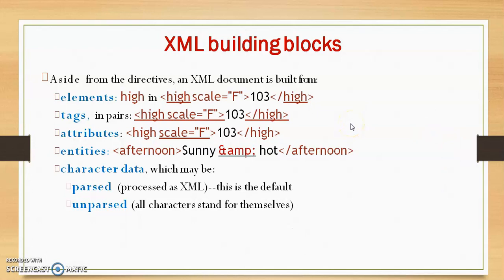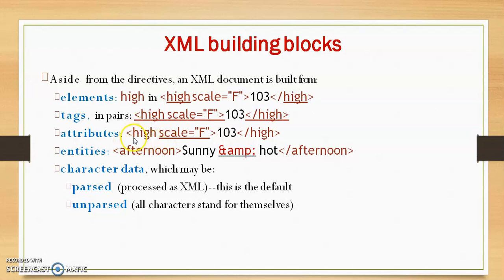Next we'll see the building blocks of XML: elements, tags, attributes, entities, and character data. The element in this example is height. There will be a starting tag and a closing tag, and tags will be specified in pairs.